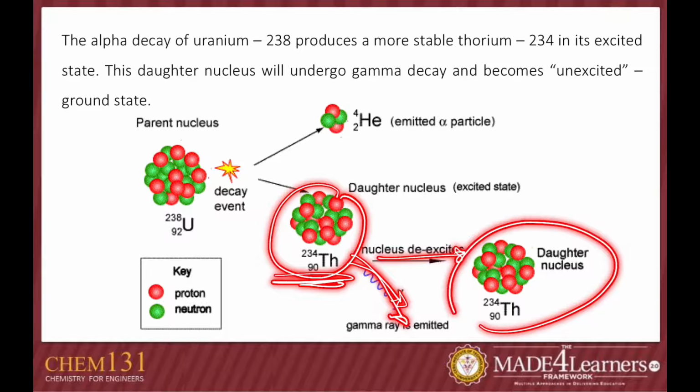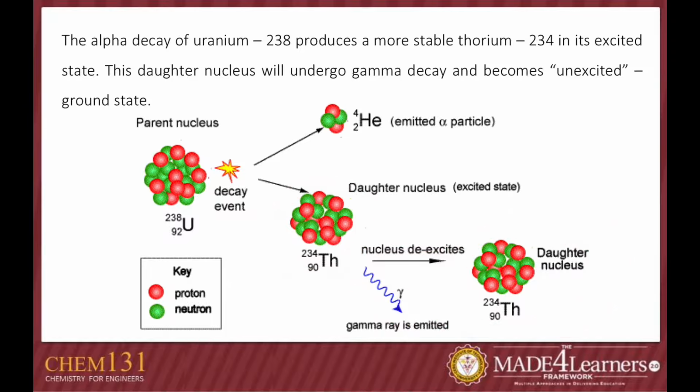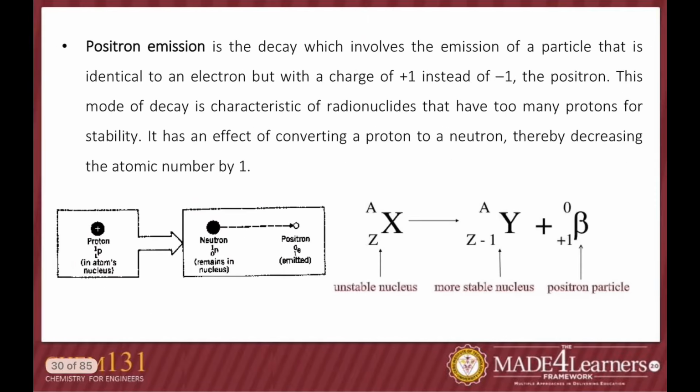So, this is now in the ground state. It's not an excited state anymore. It becomes unexcited. And then, after the gamma radiation, we have the positron emission. Positron is a positive electron. It's the decay which involves the emission of a particle that is identical to an electron, but with a charge of +1 instead of -1.